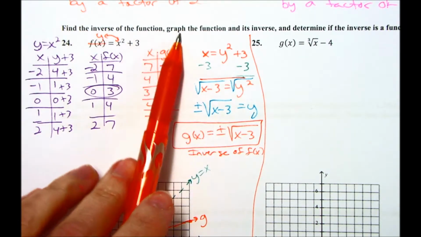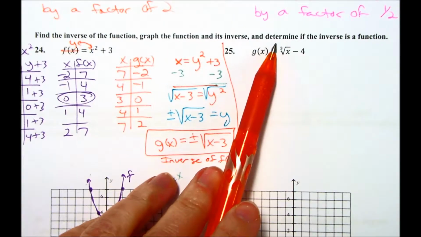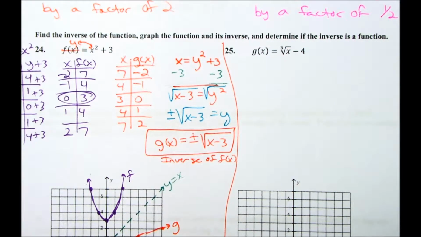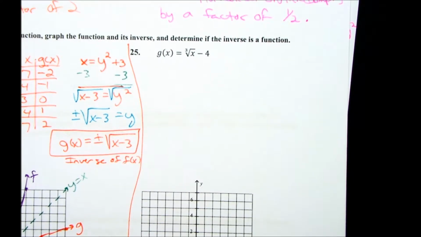Find the inverse of the function, graph the function and its inverse, determine if the inverse is a function. So yes, we already did that. All right, so now let's go to the next one. In the next one, you have a cubed root.